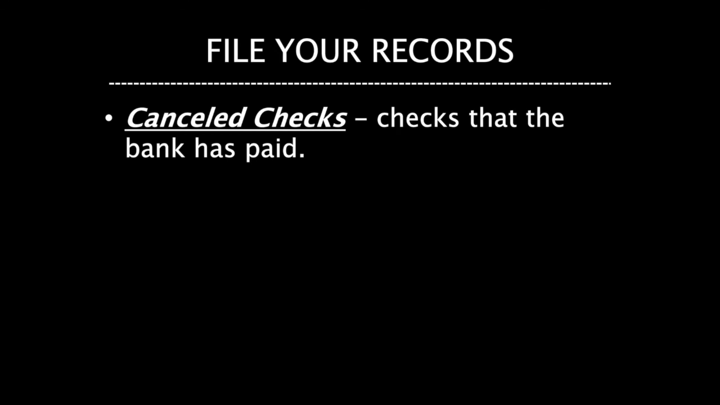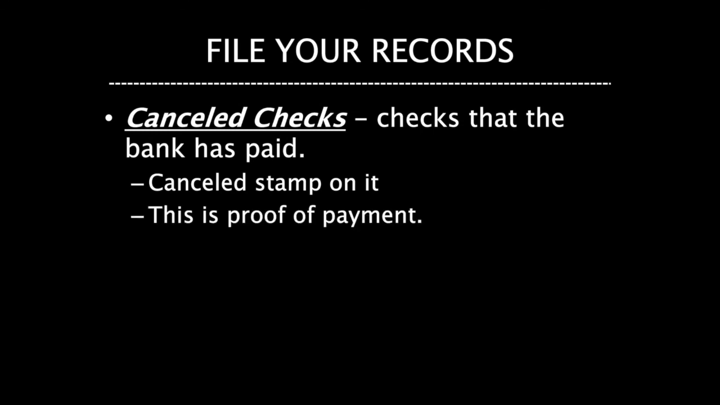Canceled checks are the ones that the banks have paid. Remember, canceled checks have a stamp on it, canceling them out, and it's proof of payment. Keep this for future reference in case somebody comes back and wonders if you made a payment. You can use the canceled check or the substitute check as proof of payment.